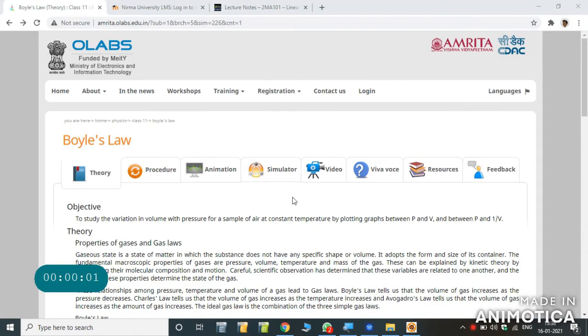So now we will perform the simulator part of this Boyle's law experiment in the OLAPS. Okay, so we will click on the simulator part.